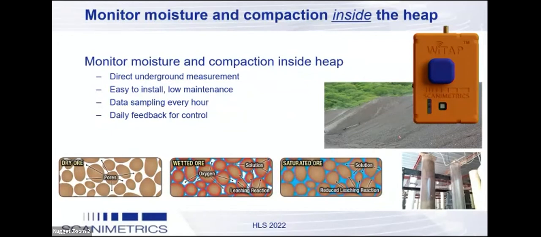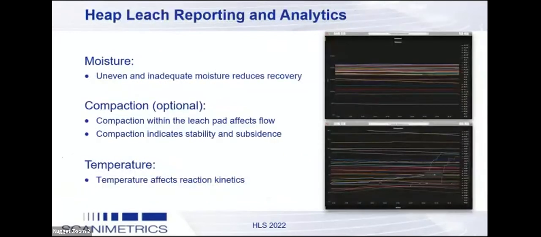Sampling can be done every minute, every hour. You can set that, and it gives you regular 24/7 daily feedback for control of your leaching process. So if you want to adjust or optimize your flow rates, you can use the data from this to understand where you're getting flow, where you're not getting flow, and to make adjustments to your process as needed.